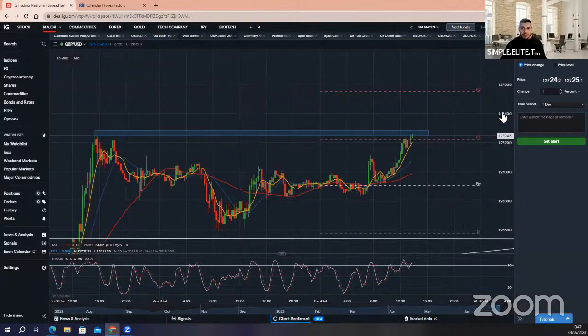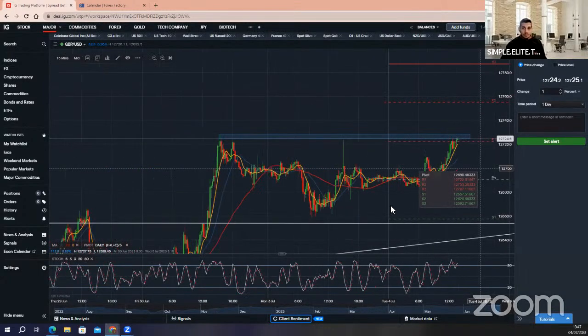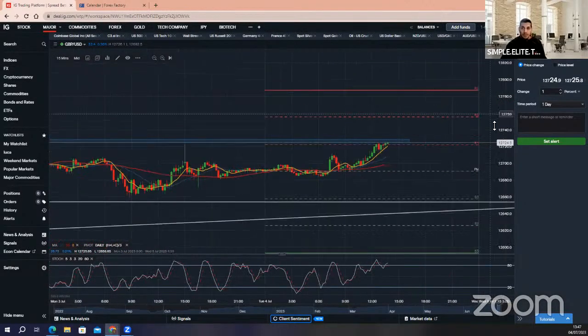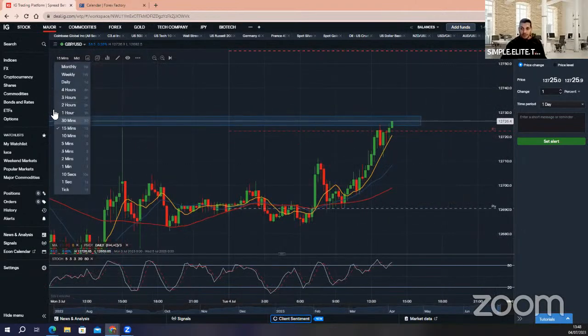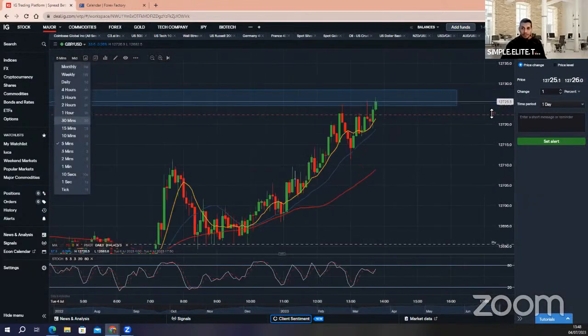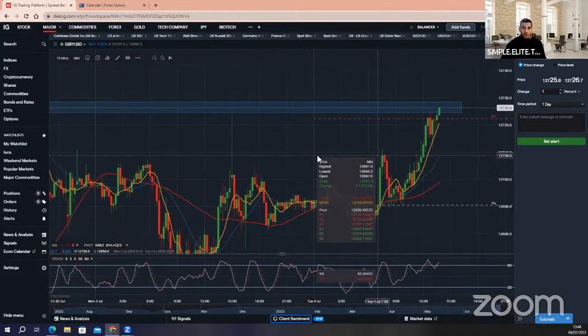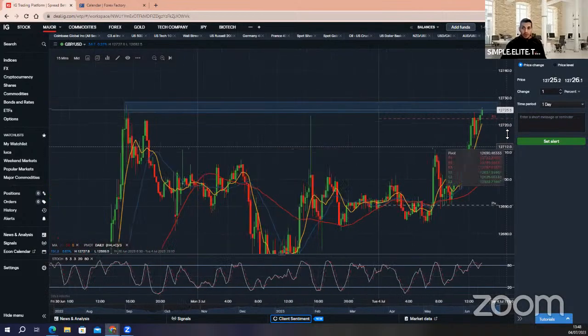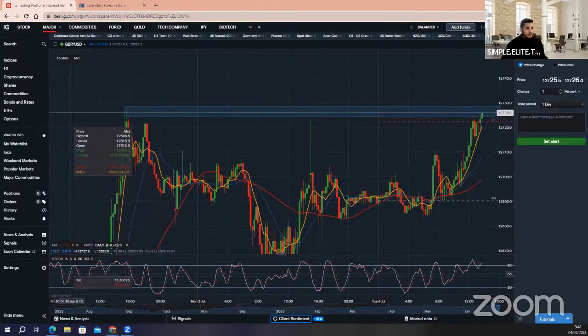So to recap, I can see pound looks nice to go long. I will check 15 minutes after 2 o'clock how this bar is going to close. So I will go long on pound dollar. So that's it for me today.